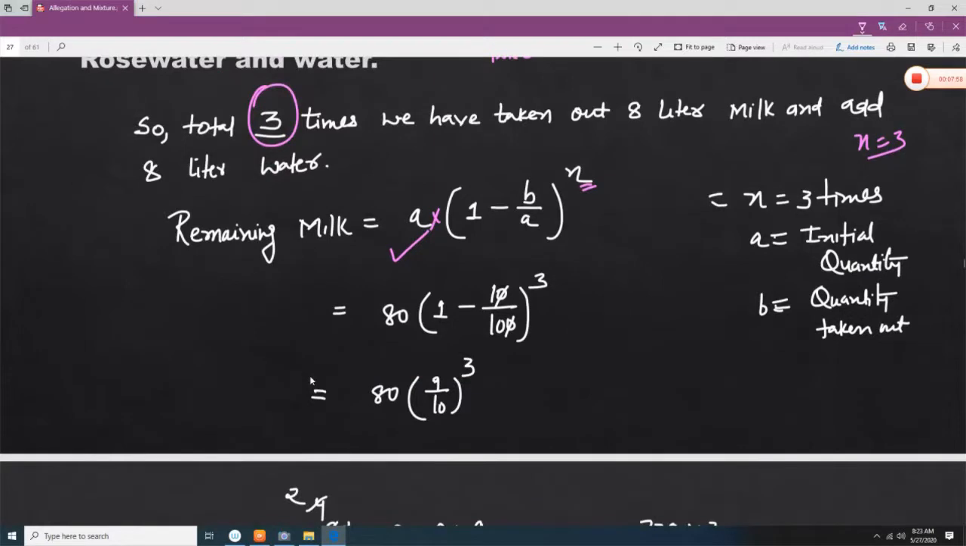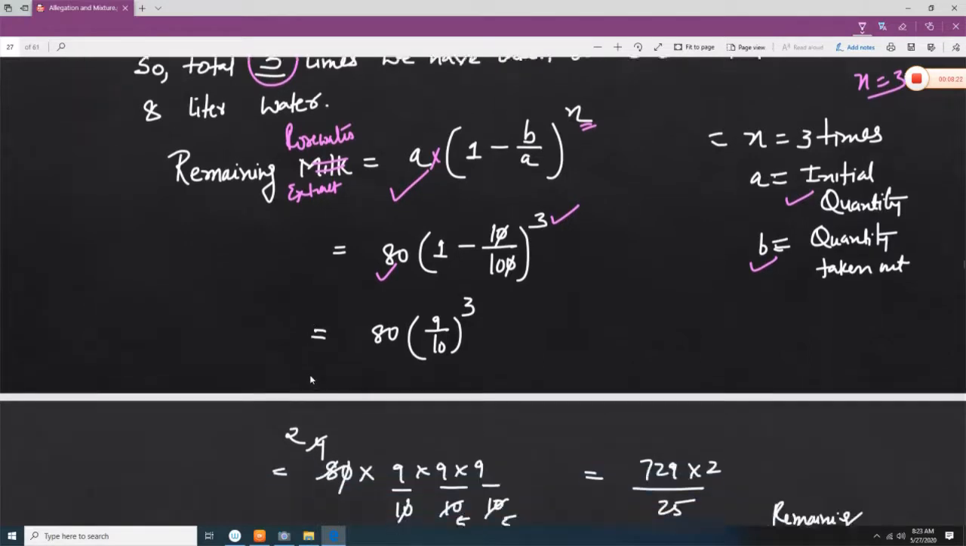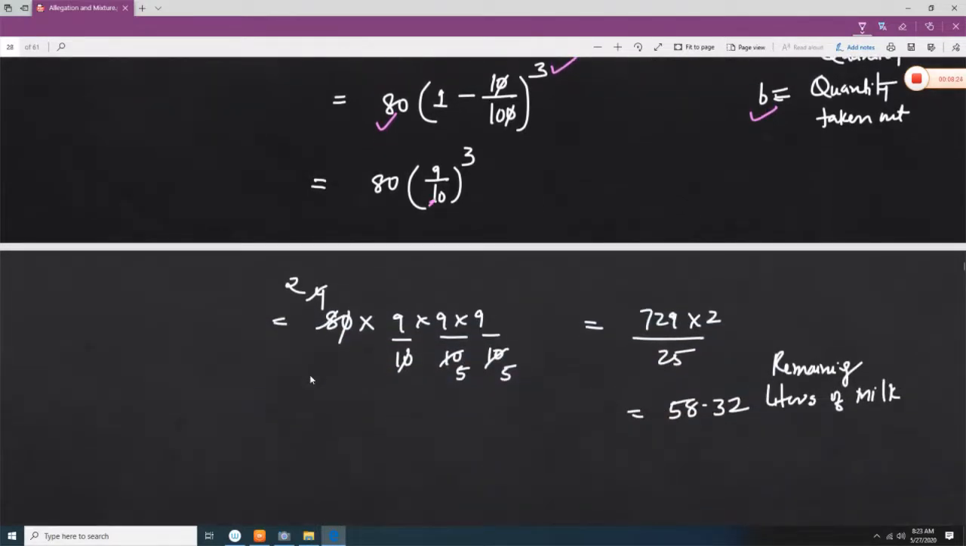So 80 is the remaining rose water extract. 80 is the initial quantity, 1 minus 10 is the quantity that we are taking out, and 3 means 3 times. So it is 80 multiplied by (9 over 10) raised to 3. When we are simplifying this, we have to write 9 three times and 10 three times, and when we are simplifying it, it is going to be 58.32 liters of the remaining rose water.